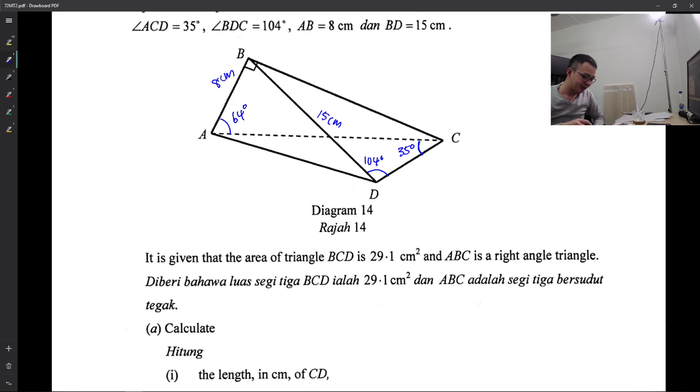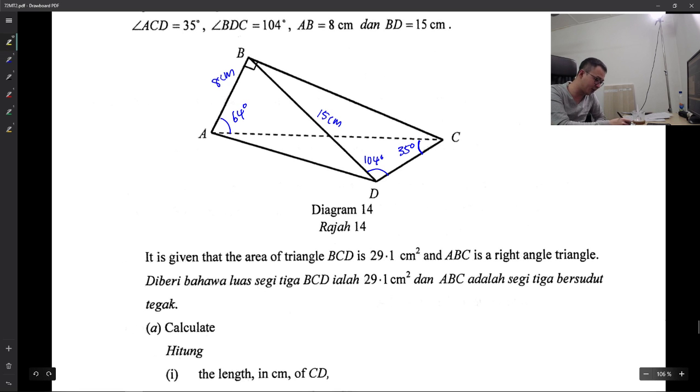And then they tell you the area for BCD is 29.1. So we focus on this area first. BCD, I guess it means this triangle. I'm going to shade the triangle to give you some idea. So they are saying about this triangle.